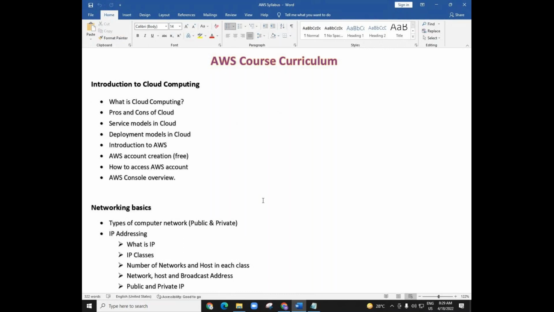Examination is all about dumps. Without learning anything from the AWS course, within the next 10 or 12 days, you can become an AWS certified person, because we already have dumps.